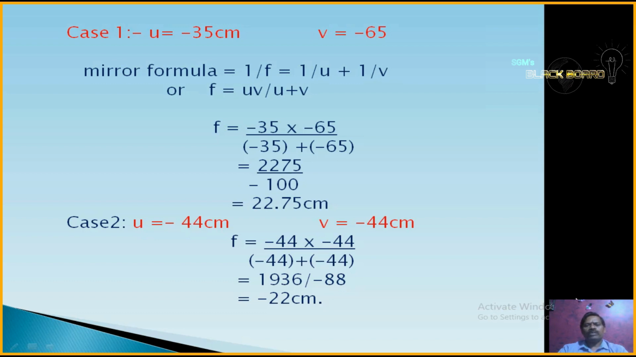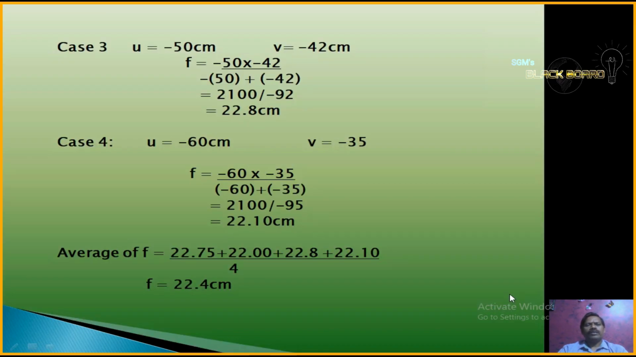Case 2: u = -44 centimeters, v = -44 centimeters. So f = (-44 × -44)/(-44 + -44), that is 1936 divided by -88, which is -22. Case 3: here we kept the candle at 50 centimeters and got the image at 42 centimeters. So f = (-50 × -42)/(-50 + -42), that is 2100 by -92, which is -22.8 centimeters.